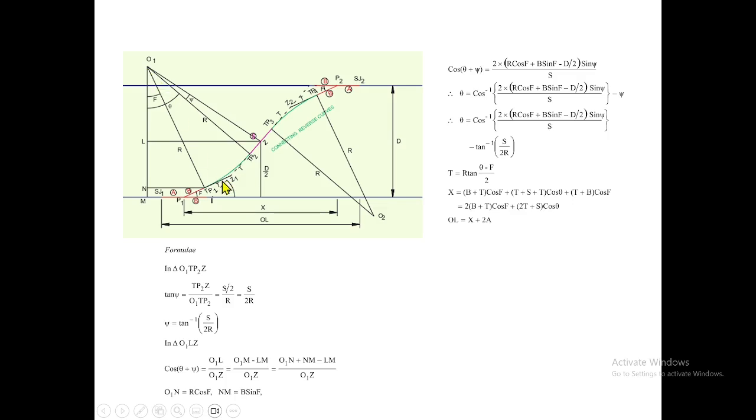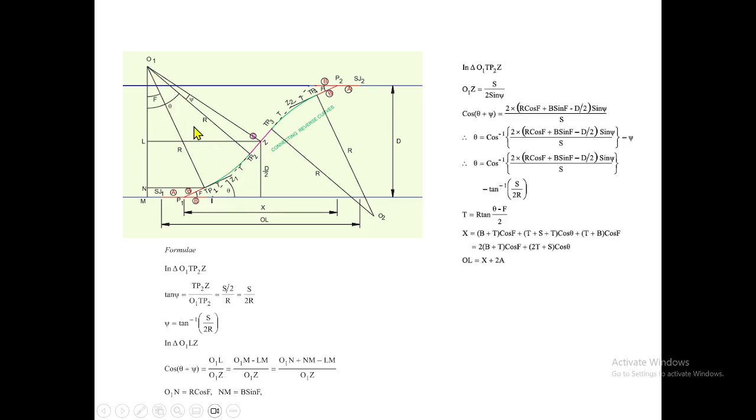So first we have to find out the diffraction angle. For finding out the diffraction angle, we must know the angles up to the center of this arc. So for that, as usual, we have to make some triangles conveniently, and we should try to resolve the diffraction angle.